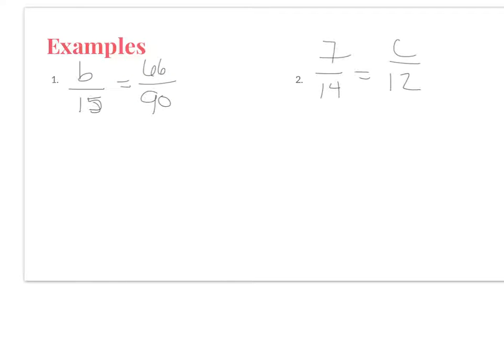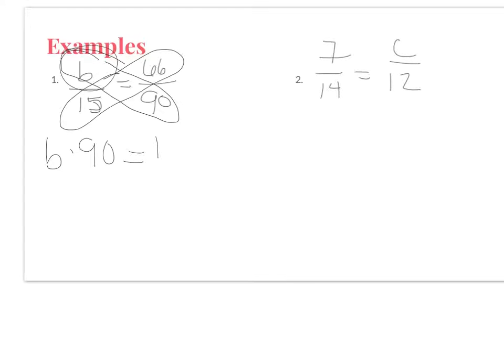We have B over 15 equals 66 over 90. We need to figure out the value of B. Cross products are always equal, so we can use cross products to figure out that value. The cross products of this problem are B and 90, and 15 and 66. So you have B times 90 equals 15 times 66.